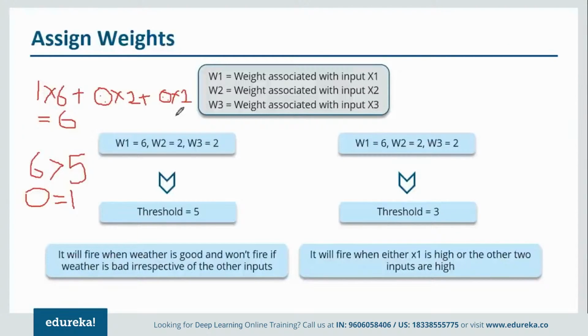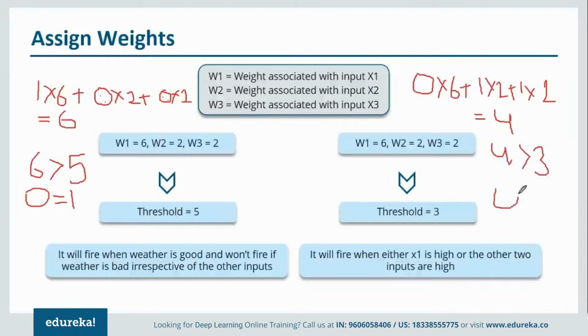Alright, now I'll explain a different scenario. Over here our threshold was 5, but what if I change this threshold to 3? In that scenario, even if my weather is not good, I'll give it a 0. So 0 into 6. But my wife and public transport both are available. So 1 into 2 plus 1 into 2, which is equal to 4. And it is definitely greater than 3. Then also my output will be 1. That means I will definitely go to the beer festival even if weather is bad, and my neuron will fire. So these are the two scenarios that I have discussed with you.